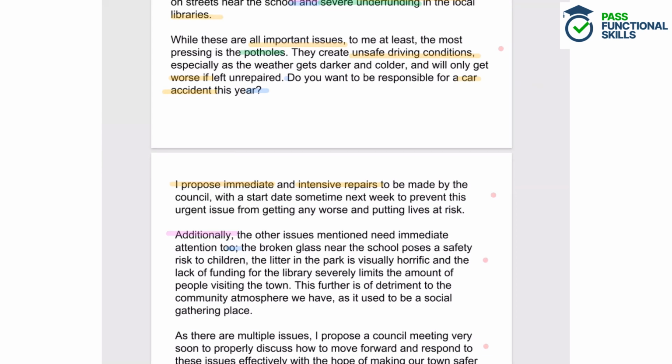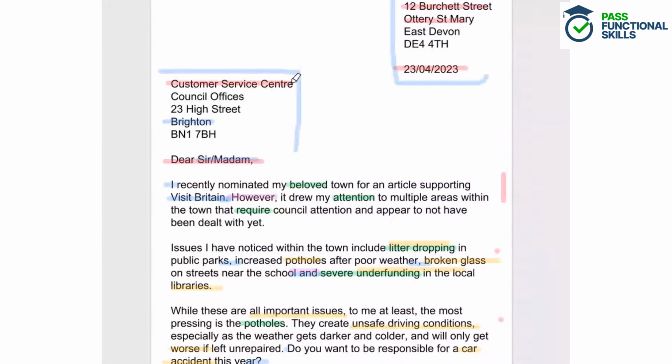Now let's move on to language and register. So remember that your writing has to have the right kind of tone and style to match up with the audience and the purpose. This answer is really well suited to the purpose of the text because it focuses on complaining about issues in the town and offering some ideas to resolve the problems as well. It's well suited to the audience, so it's correctly addressed to these council officers. And we don't know the name, so we've got that "Dear Sir, Madam" and "Yours faithfully" being used.